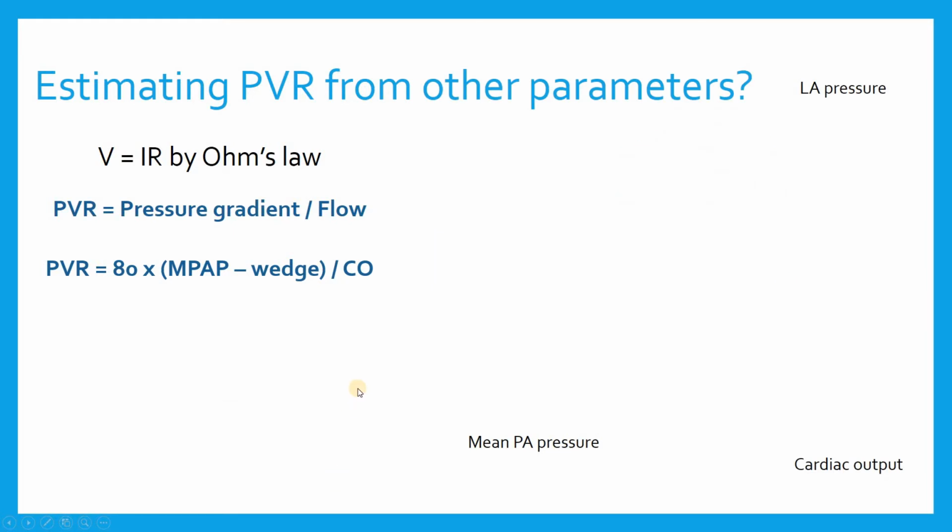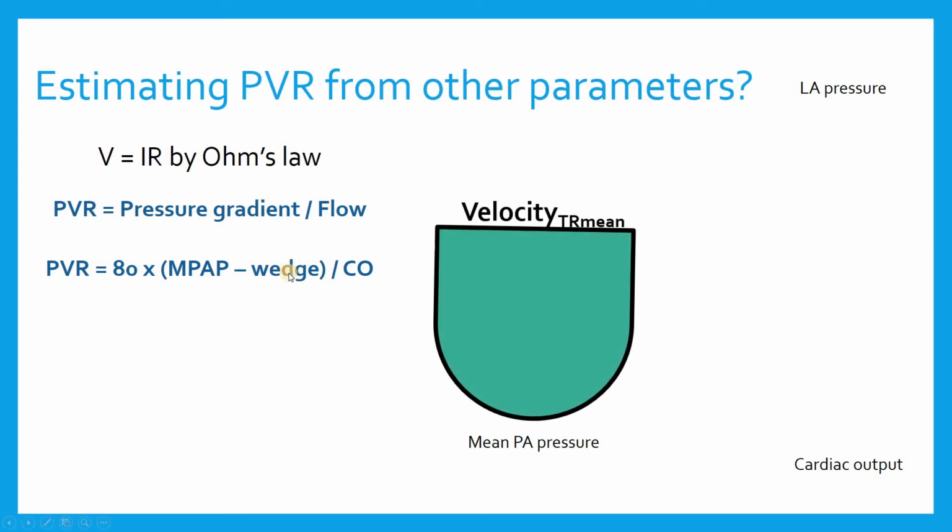Now this has actually made me wonder, can I estimate my PVR from other parameters? If you've looked at my diastology stuff, you know that you can get a surrogate of your wedge, or you can almost directly measure your left atrial pressure from your diastology. You also might recognize that you could estimate your mean PA pressure if you knew the mean TR jet velocity.